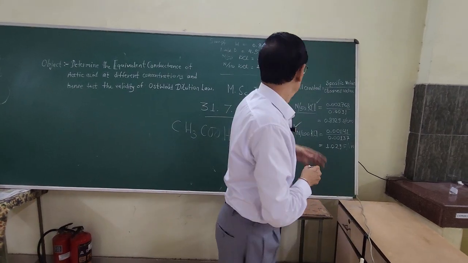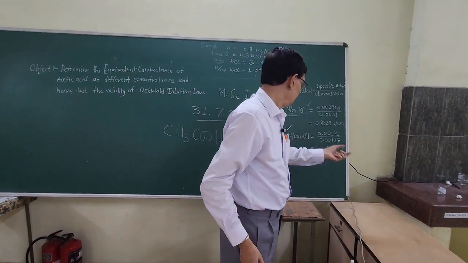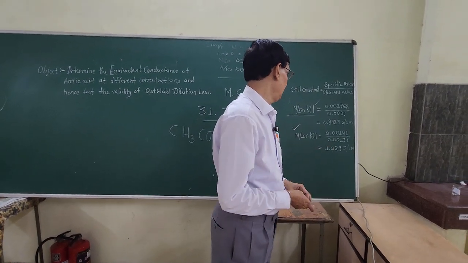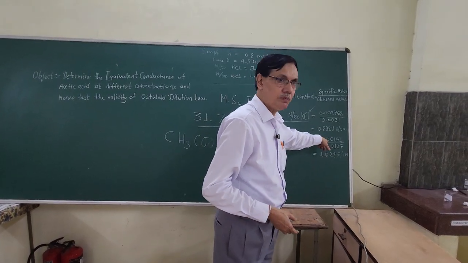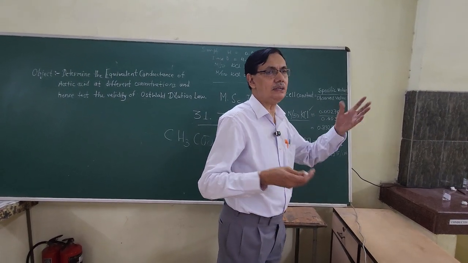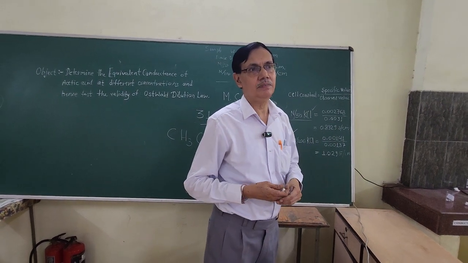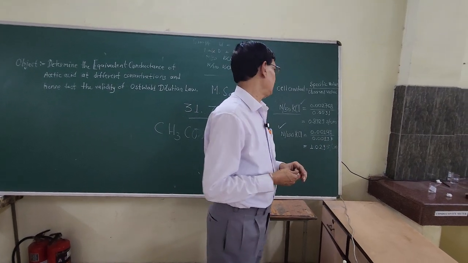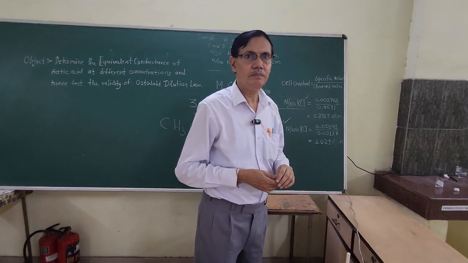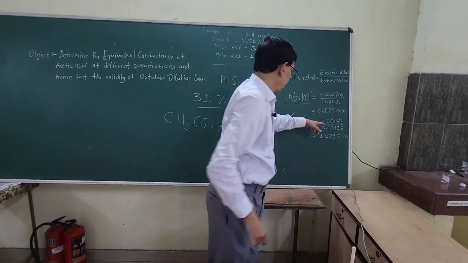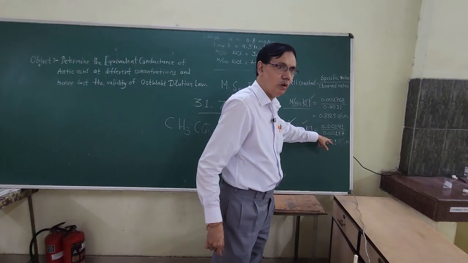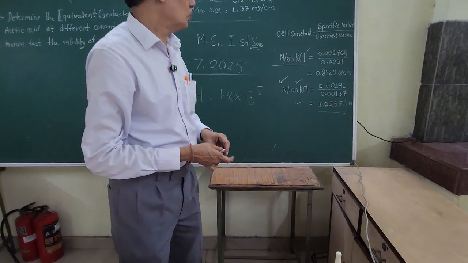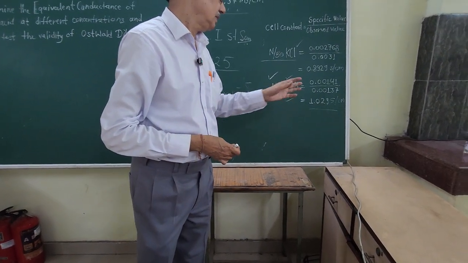Then that girl measured the observed conductance, and the formula of cell constant is very simple. I think she has taken the values of specific conductance. Today what is the room temperature? Maybe 31, but the ideal condition is 25 degrees centigrade. So what she did, the formula is specific conductance divided by the observed conductance, and I am very happy that her result is approximately 1.09 as the cell constant.